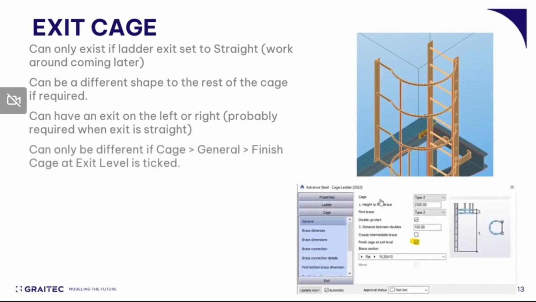You can only have a different cage on the various levels at the exit if you say finish cage at exit level. So see in the dialog box on the general page, the cage, we've got finish cage at exit level, and we've got to tick that so they only have control over the exit cage. And then you go and set the type for the exit cage under exit to the desired type. Again, it could be a completely different type, but you wouldn't want that. Even if it's the same type, you have to set it to the right type so you can control the dimensions separately.